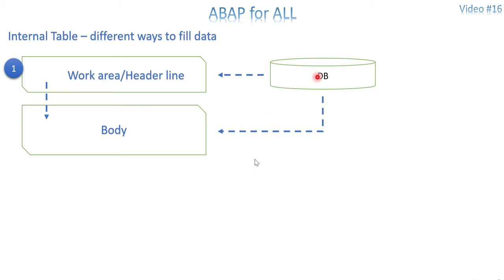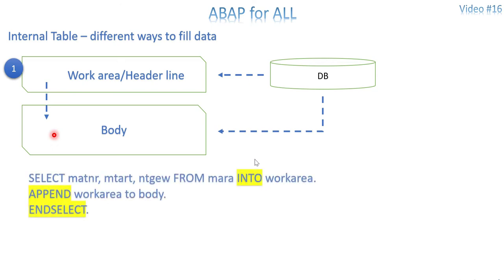So first, database to work area and work area to body. That is the first option. The syntax is select field1, field2, field3 from MARA into work area. What happens? The first line is executed. It moves the data from the database table to the work area first. And then I'm going to use the statement append work area to body. The first record is moved from work area to body.